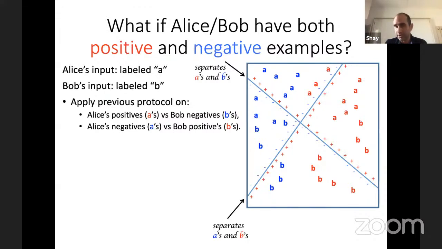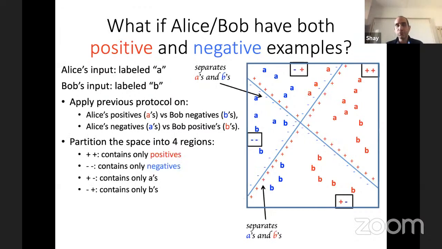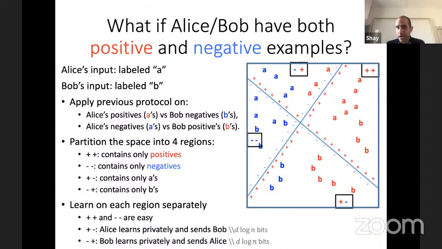They get two separators, not necessarily half spaces. These two separators partition the space into four regions. The plus-plus region must contain only positives, and the minus-minus region must contain only negatives. The mixed regions: plus-minus contains only Alice's inputs, and minus-plus contains only Bob's inputs. On the mixed regions, each can learn privately a separator, a hyperplane that separates within this region, and transmit the name of this hyperplane, which is just d log n bits, to the other party. So altogether we applied the previous protocol twice and transmitted an extra 2d log n bits, so the total complexity will be the same.